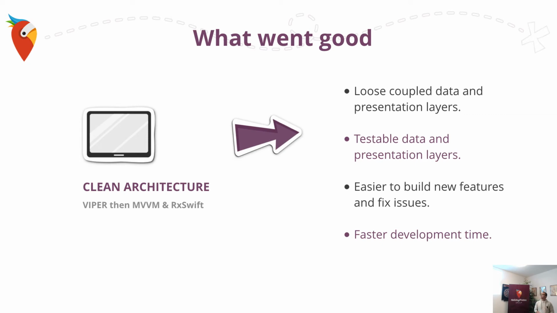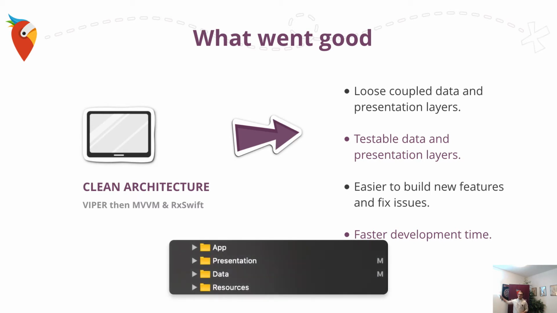So we had decoupled data and presentation layers, and this was really important for us because we usually start with implementing the data layer, and then we try to make that testable. So I can, for example, test my code that saves something to Core Data or pulls something from the network, and I don't care at all about my UI and how I bind that to my data layer. It was then easier for us to build new features and fix issues because now we know where to look for things when they go wrong, and this resulted in faster development time, which actually helped us a lot when we reached the deadline.